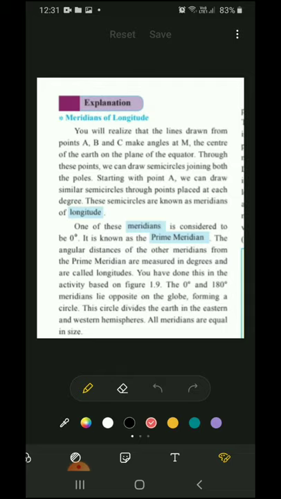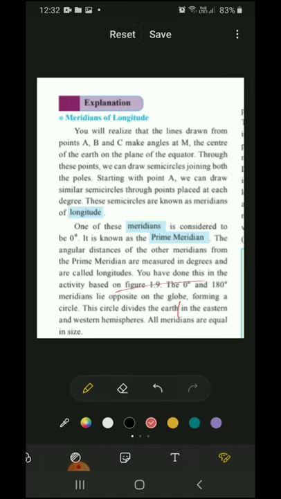The 0 degree and 180 degree meridians lie opposite on the globe. So the 0 degree meridian and the 180 degree meridian are exactly on the opposite sides of the globe, and they form a complete circle. Because of this complete circle, the earth gets divided into two hemispheres, eastern and western. All meridians are equal in size. So just as the equator divides the earth into northern and southern hemispheres, the 0 degree and the 180 degree meridians, which form a complete circle, divide the earth into eastern and western hemispheres. Now, all meridians are equal in size. This is a distinguishing point between parallels of latitude and meridians of longitude. Parallels of latitude are not the same in size, but all the meridians of longitude are equal in size.